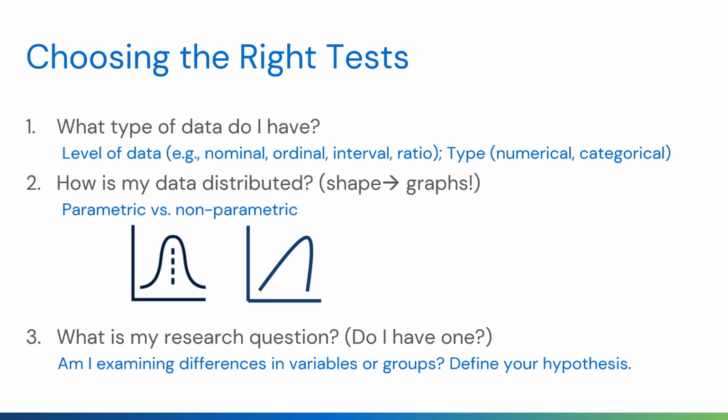And then finally, what is my research question? It's important to have one, even if you think that it's not a real research question. For example, what is the height of my entire population compared to the national average height? Well, it doesn't sound like a very interesting research question, but it might be if you're trying to understand whether or not your sample is representative of a national data set or the national census. So here you're asking, am I examining differences in variables versus groups? I'm defining my hypothesis so that I can come up with the right test.